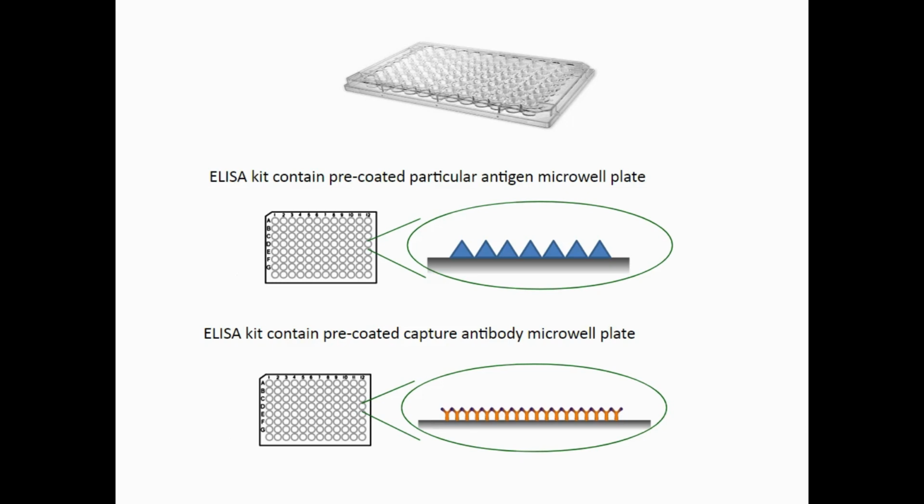This is the most commonly used format. And the competitive ELISA is where the antibody in higher concentrations binds with the antigen, hence inhibiting the binding of the antibodies in lower concentration.